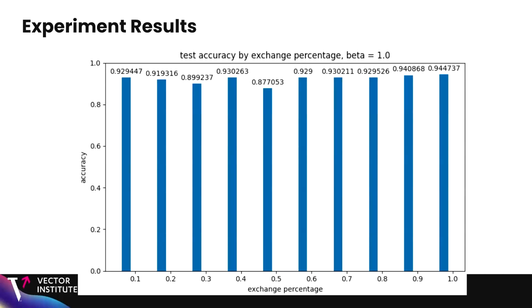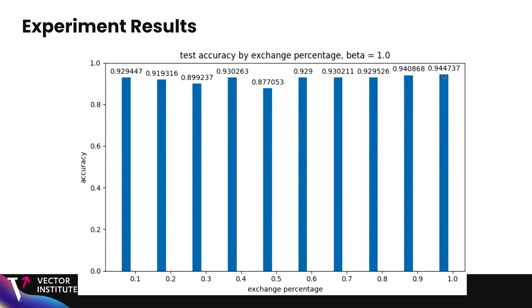The first is when beta is 1.0, which is the case when the data is the least heterogeneous. On the x-axis are the 10 exchange percentage rates, all the way from 10% to 100%. On the y-axis is the final test accuracy that's obtained. And the first observation is that when beta is 1.0, we can really reduce the communication cost by a lot without harming model accuracy too much. For example, when we only exchange 70% of the parameters, we get 93% accuracy, which is not that bad.